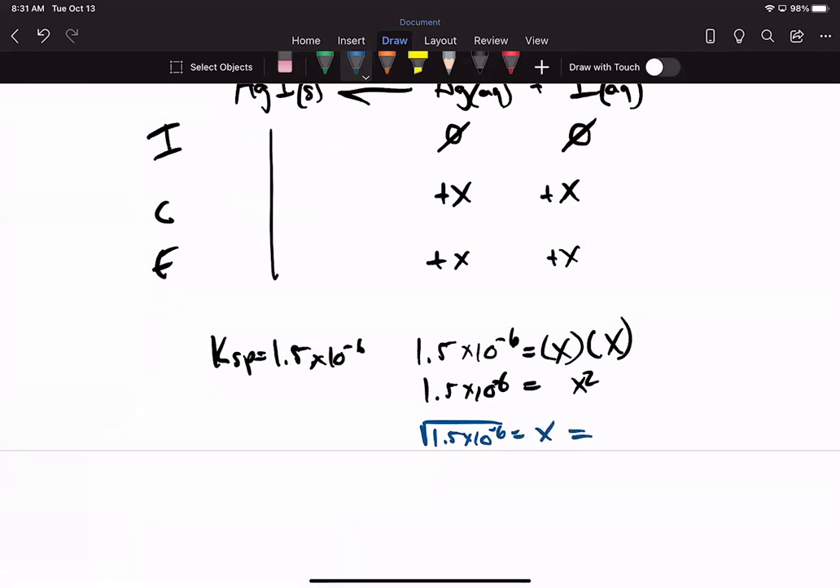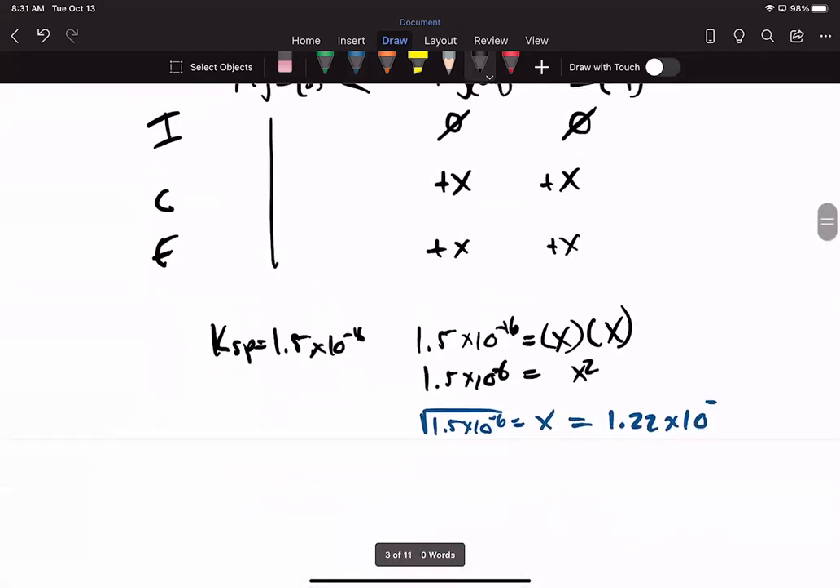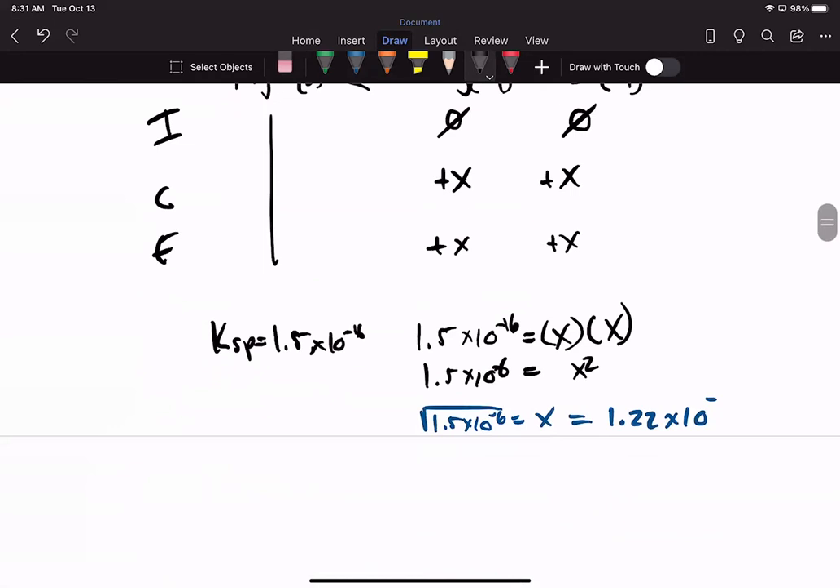And that is equal to 1.22 times 10 to the negative 3. Oh, you know what? I'm sorry, it's 16. My fault. Is that 16? Yeah, 16. So then it's 1.22 times 10 to the negative 8. There we go. So let me fix that there. Not minus 16.